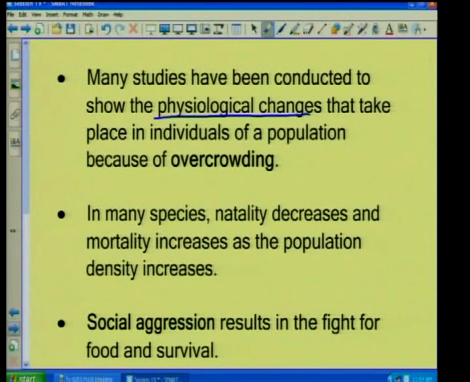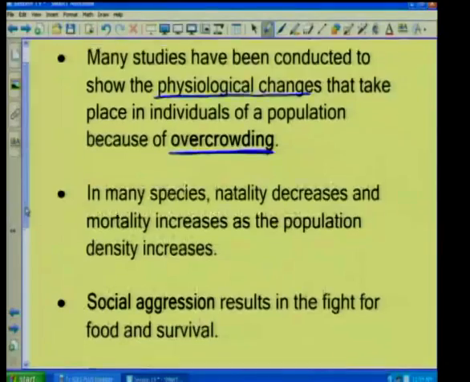Now, many studies have been conducted to show that physiological changes take place in the individuals of a population, and that is because of overcrowding. Okay, things change. Organisms become agitated, they become stressed, and when they become stressed, they become aggressive. And when they're aggressive, they will fight to the kill. It's actually very sad to see organisms behave like that.